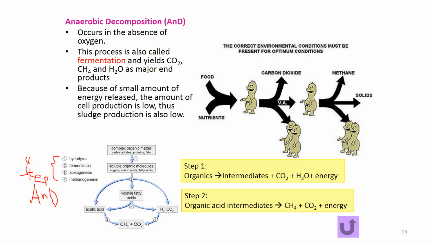So bila ni sangat banyak, so bila dia melalui proses methanogenesis, dia akan produce methane dan juga carbon dioxide. So from this acetic acid, H2 and CO2, it will produce methane and carbon dioxide. So inilah the end product yang paling banyak dalam anaerobic decomposition.